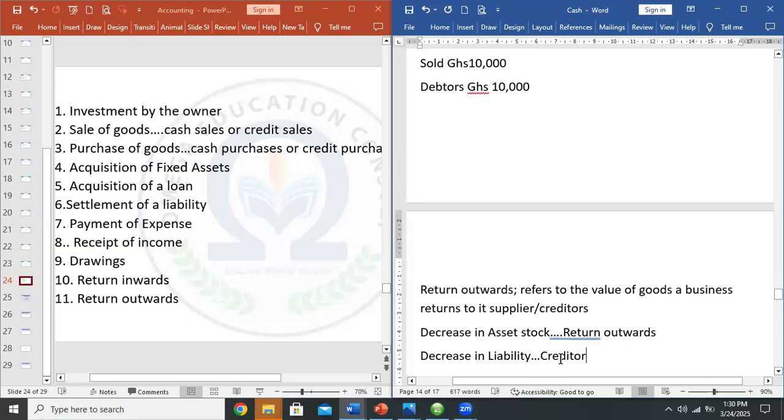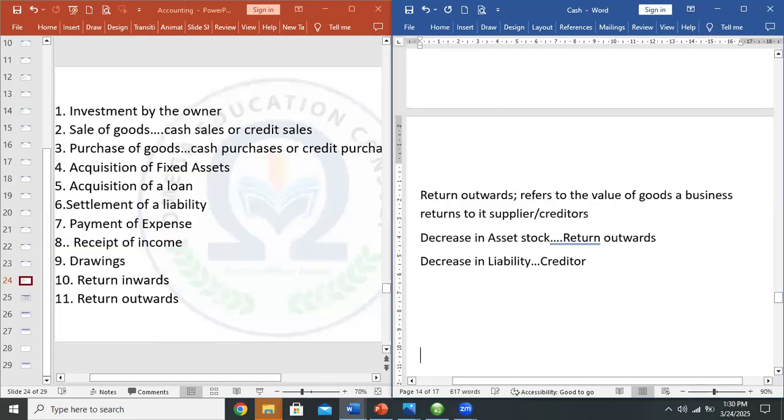In terms of debit and credit, I think you all appreciate that. We are going to debit the creditor. Why? Because there is a decrease in liability. And when liabilities are decreasing, you debit. The corresponding credit entry will go into the return outwards account. Why are we doing that? Because there is a decrease in asset stock. And the account to record that is return outwards. Hence the credit, because the asset is decreasing.